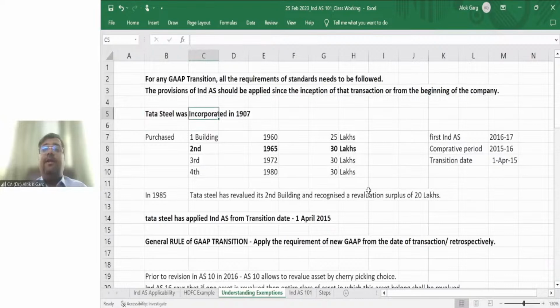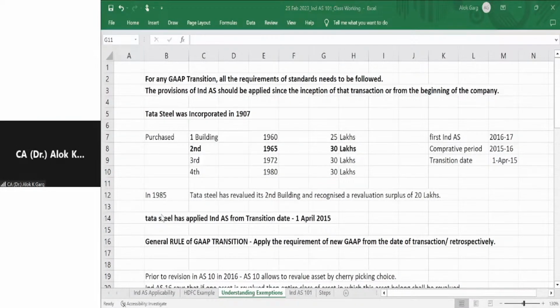Tata Steel was incorporated in the year 1907. Tata Steel purchased the first building in 1960 for 25 lakhs, the second building in 1965 for 30 lakhs, the third building in 1972 for 30 lakhs, and the fourth building in 1980 for 30 lakhs. So Tata Steel purchased these 4 buildings in these 4 different years: 60, 65, 1972 and 1980.